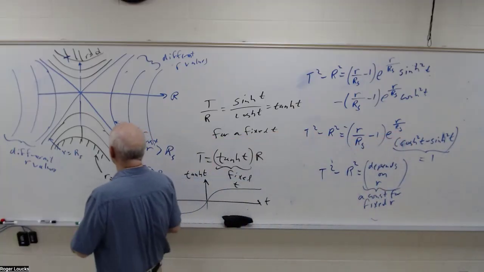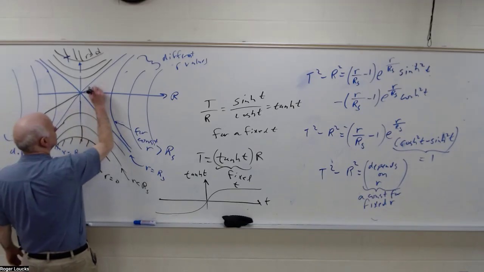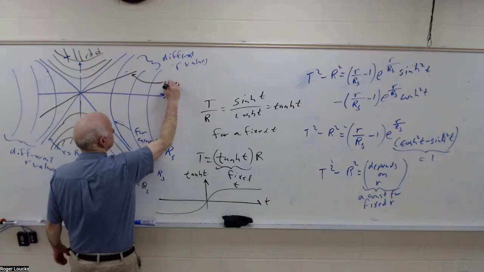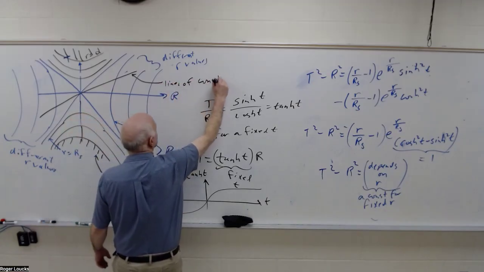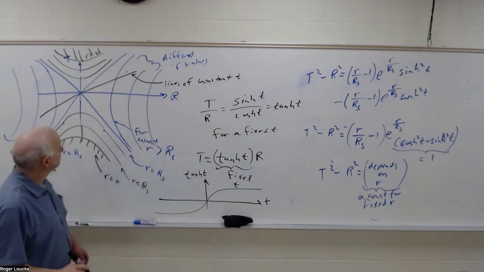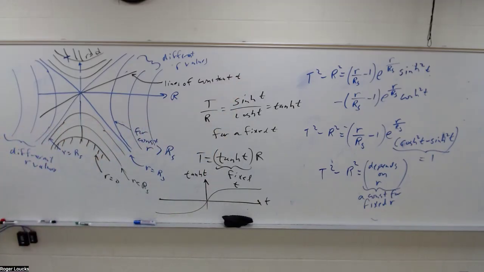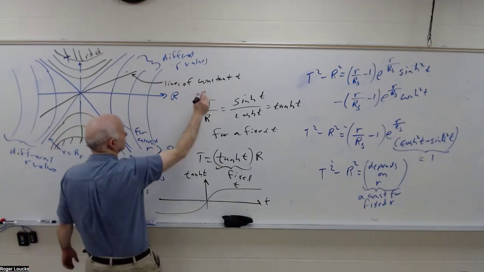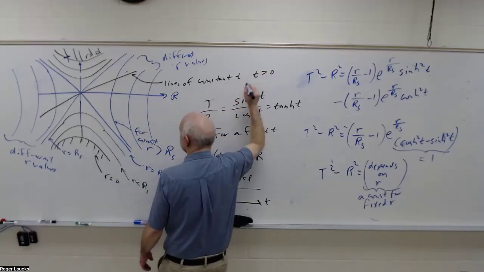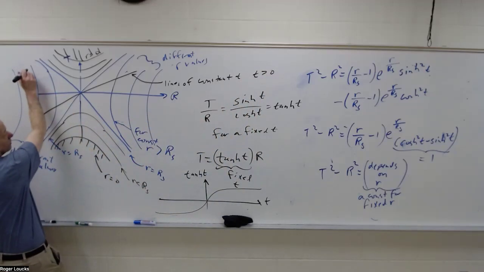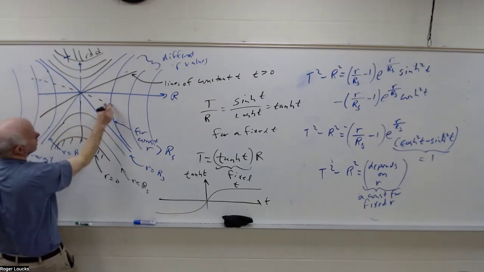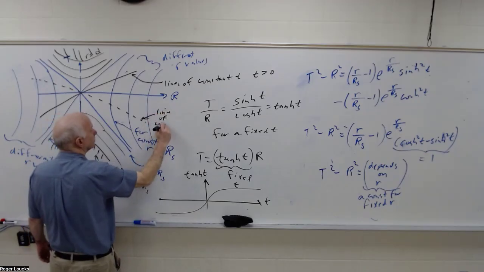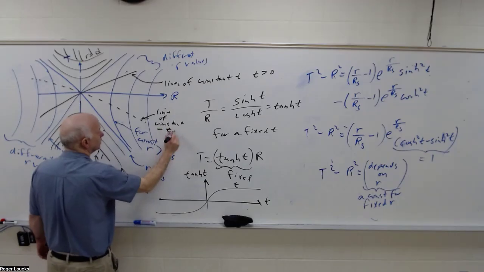So what's going to happen? I'm going to have lines like this. These right here are lines of constant T. That's what straight lines are in here. This would be a positive T, like this. And one like this, I'll make it a dotted line. This would be a line of constant negative T.